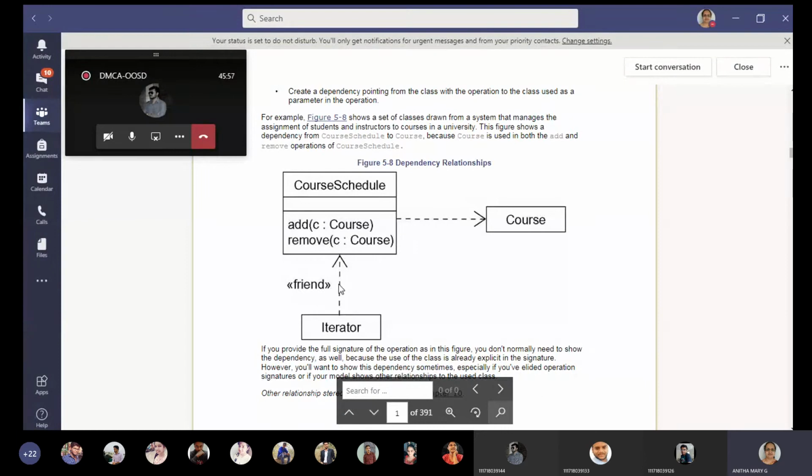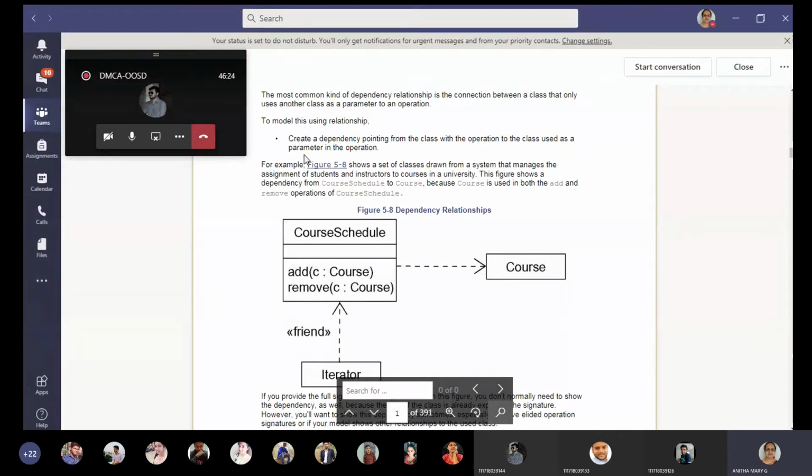Here it may be friend or bind; based on what kind of dependency exists between these two classes, it can be given by using a stereotype. Here the course schedule is going to depend on the course. That's how we can simply model simple dependencies. To model it, create a dependency pointing from the class with the operation to the class used as a parameter in the operation.